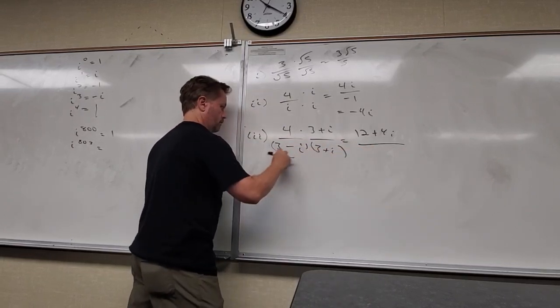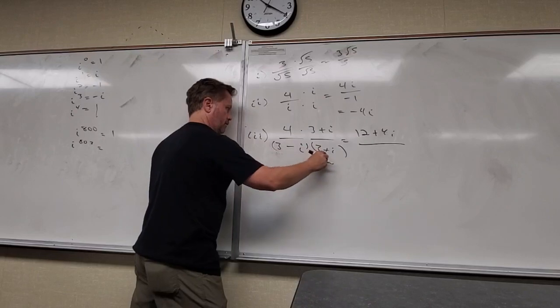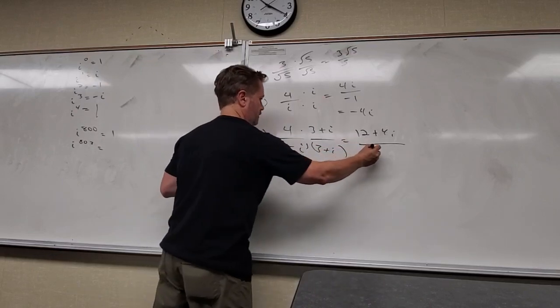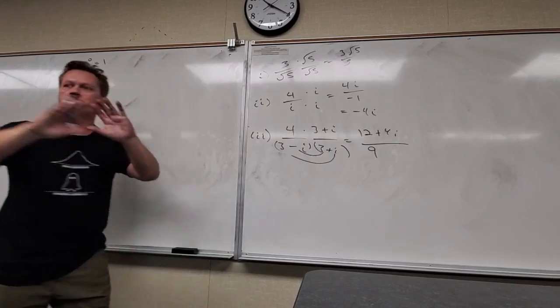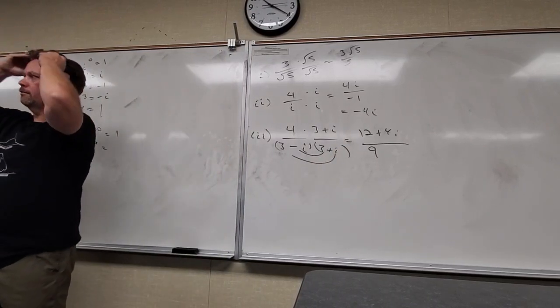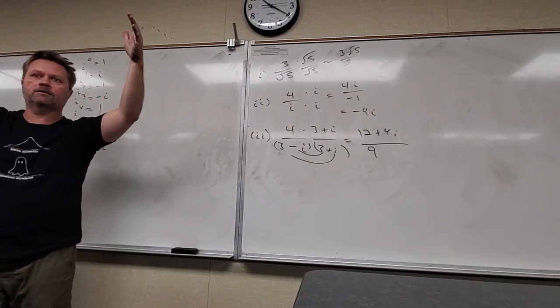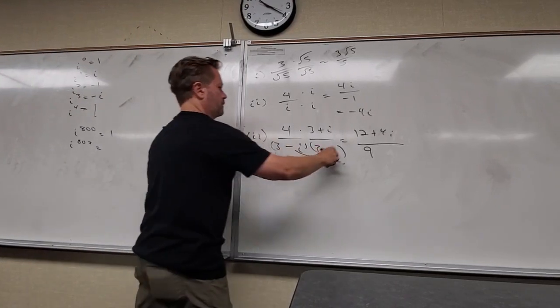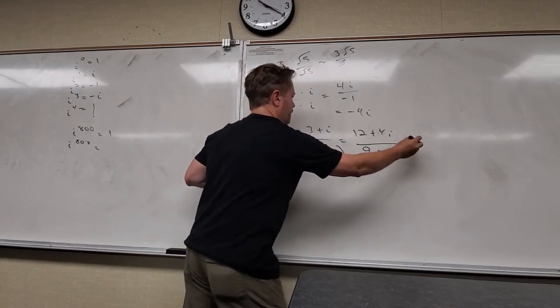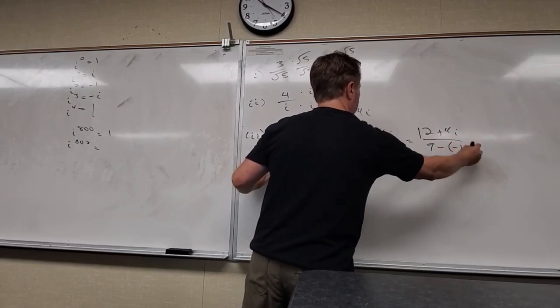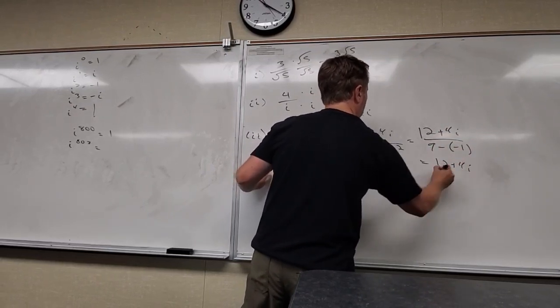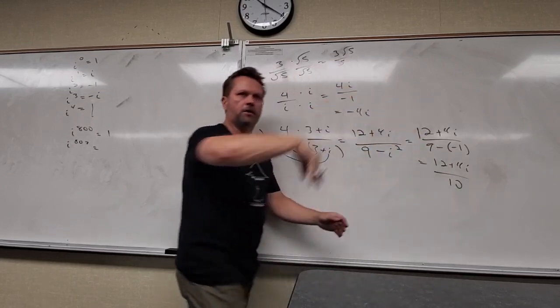Minus i plus i. 3 times 3 is 9. Minus 3i plus 3i, the middle terms cancel. They will always cancel when I do a conjugate, because that's why we do a conjugate. And then negative i times i is minus i squared. What's i squared? Negative 1. So 9 minus negative 1 is 10, and you can reduce this, but who cares?